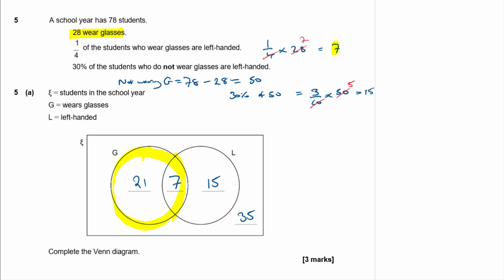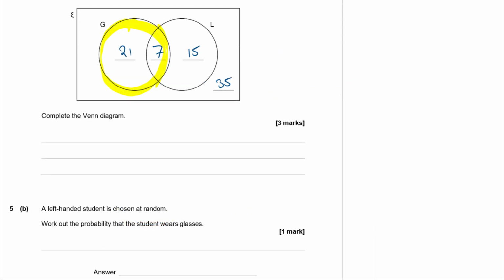Okay, so we've completed the diagram. That's good. Part B says a left-handed student is chosen at random. Work out the probability that the student wears glasses. Okay, so this is what we call conditional probability. We want to know the probability that a student wears glasses given that they are left-handed. Okay, so that's what conditional probability means. And that means we're not picking from everyone in the universal set here. That would not be conditional probability. Conditional probability means you're picking just from the people who are left-handed.